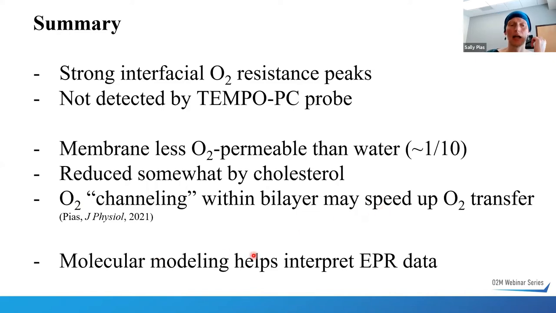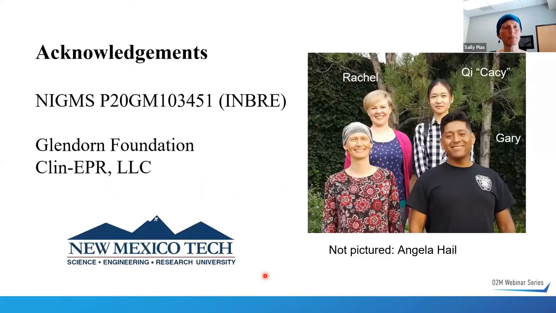And then finally, the molecular modeling really does help to interpret the EPR data. And we're very interested in doing additional studies and would be highly interested in discussing collaborations to interpret EPR data, looking at molecular level localization of the probes and what else might be going on. So this gives atomic scale insight.